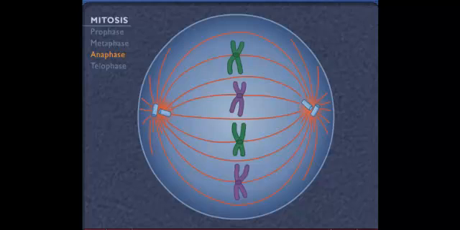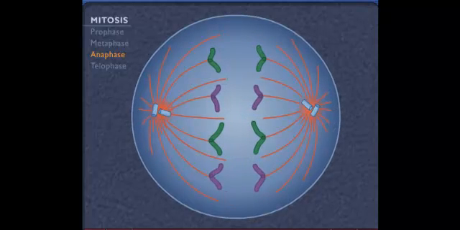Anaphase begins when the sister chromatids of each chromosome begin to separate. The centromere that holds sister chromatids together divides, and the chromosomes move away from each other along the spindle fiber.